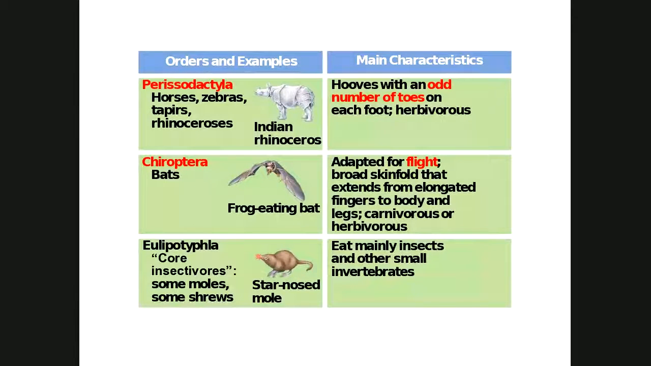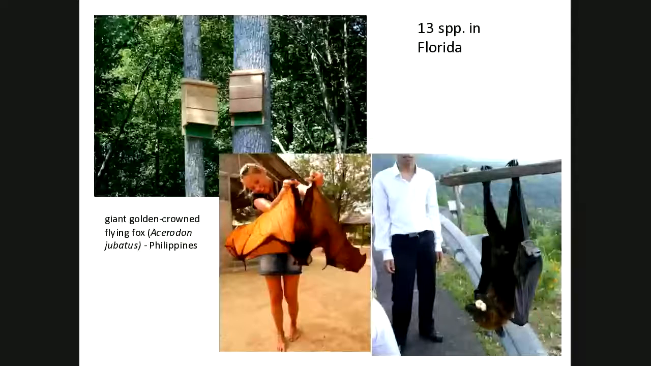The chiroptera are the bats, right? The flying ones, and then the big group are the shrews and all that. So check out some bats. There's 13 species of bats here in Florida. If you're ever out in the woods and you're walking along and you see these things, these are bat houses. They're used to help bats have a place to roost.